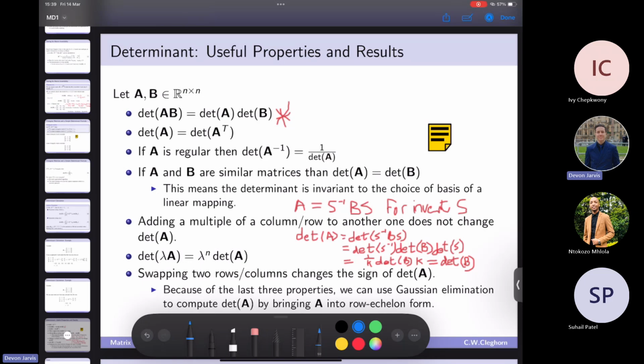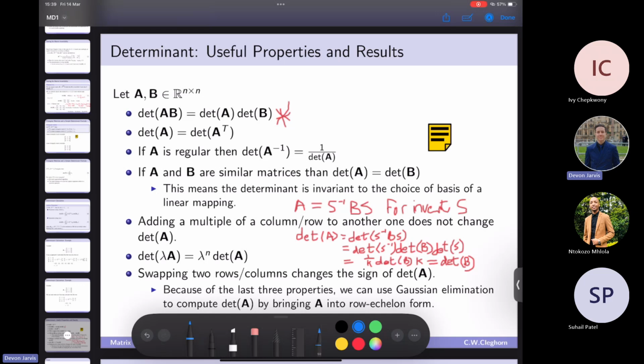That's nice. That checks out. At least those two properties combined give us something intuitive, which says that if I apply a matrix mapping and then I invert it immediately afterwards, my net change in transformation is 1. My volume has stayed the same. Okay. If A and B are similar matrices, then the determinant of A and the determinant of B are equal.